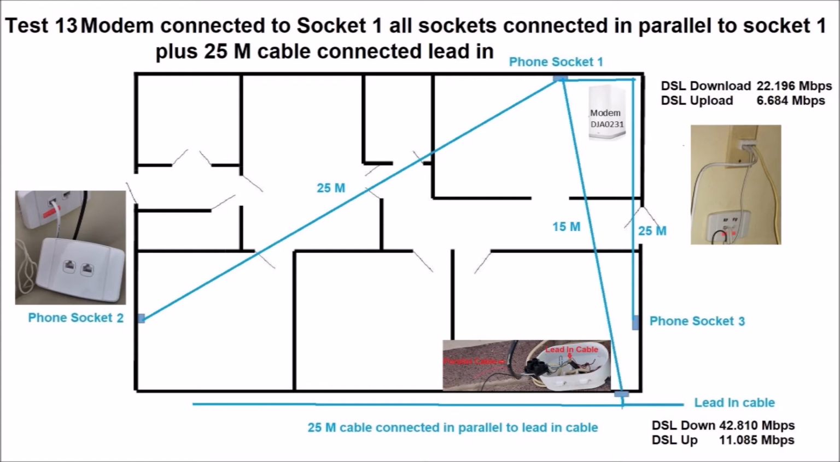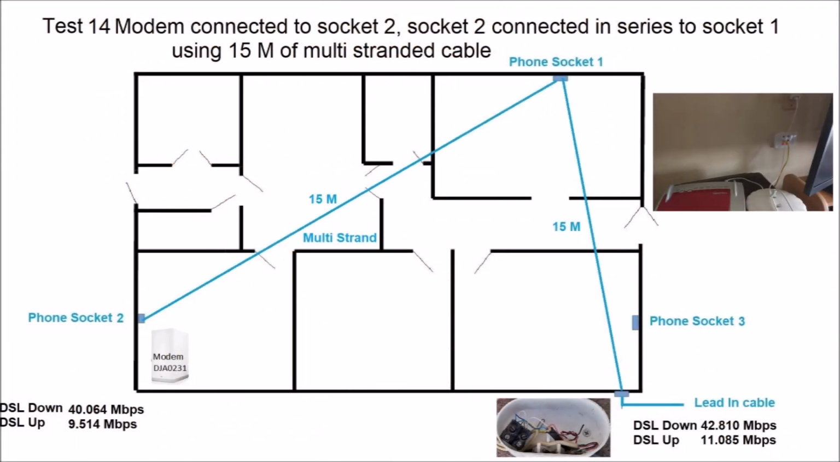Next, test the effect of using multi-stranded cable. The parallel cable connected to the lead-in, and both the Cat5e cable and the telephone extension cable were disconnected from socket 1. The modem was also disconnected from socket 1. A 15-metre multi-stranded telephone extension cable was connected to socket 1, and the modem was connected to the end of this extension cable. Download speed was reduced by 2.8 megabits per second, and upload speed was reduced by 1.5 megabits per second compared to lead-in.